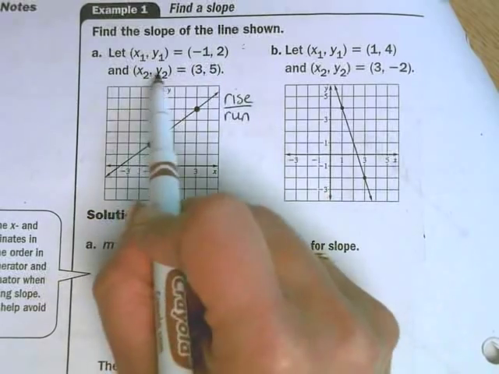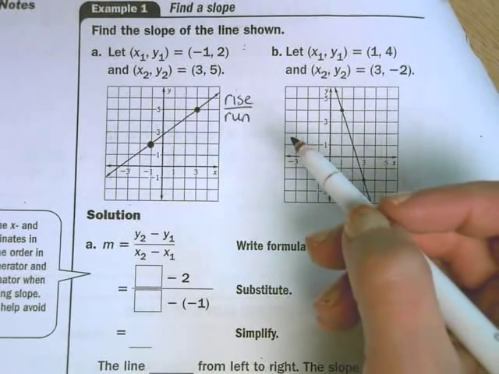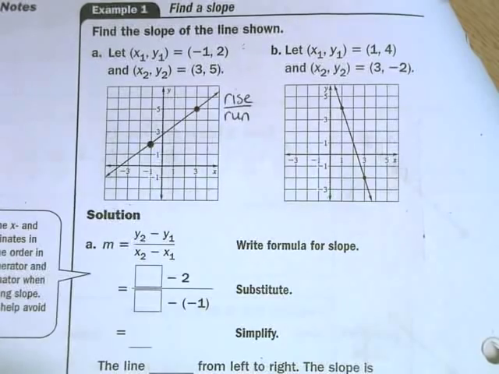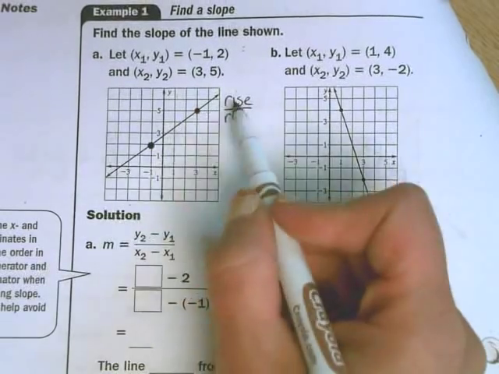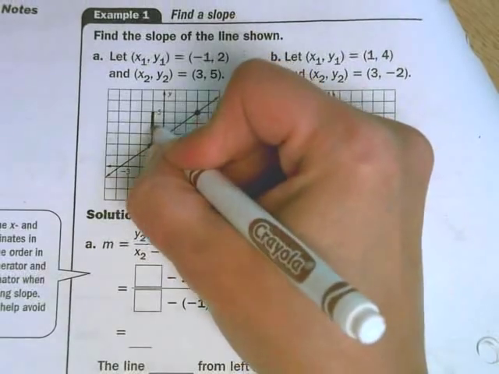The second x and y are 3, 5. Does it matter which one we call the first and which one we call the second? No, it doesn't. They're just two different points we're using, point 1 and point 2. So if we want to find the rise over the run, we're going to count it. We're going to pretend that this is a staircase.